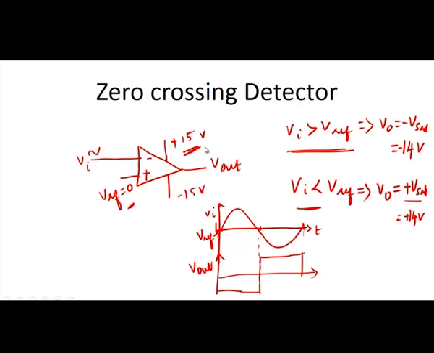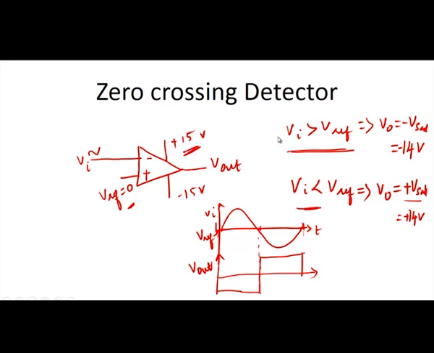This is one example of a comparator circuit. In a comparator circuit we can make V reference some DC voltage, say a positive V reference or a negative V reference. According to the V reference and the input signal, the output will make a transition, and the maximum output will be plus or minus 14 volts if the supply voltage is 15.